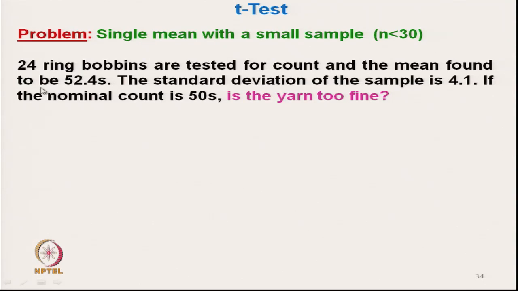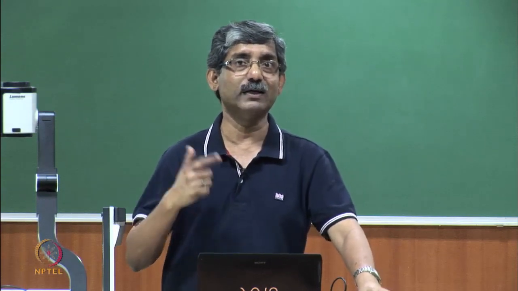Now, the problem is that 24 ring bobbins are tested. We have tested 24 ring bobbins for count, and the mean count is found to be 52.4, okay, and the standard deviation of the sample we have got is 4.1, and the nominal count of the yarn is supposed to be 50. So the targeted count is 50, but when the sample is taken, 24 ring bobbins, we have got a count of 52.4 with a sample standard deviation of 4.1. Here the population standard deviation is not known. So, in this specific case, we can assume the sample standard deviation as the population standard deviation, because we do not have any data.